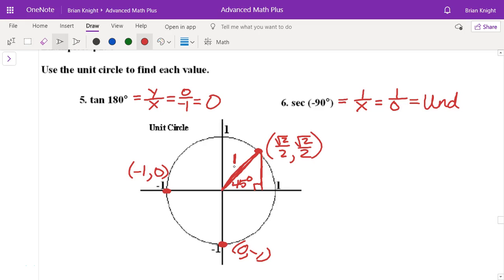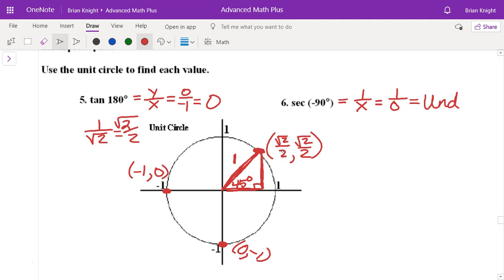So to get the leg, I'm going to divide 1 by the square root of 2. Because remember, the leg times the square root of 2 is the hypotenuse. So if you're going the other direction, 1 divided by square root of 2 will equal square root of 2 over 2. So how far do I go right? Square root of 2 over 2. How far do I go up? Square root of 2 over 2. So this point is square root of 2 over 2, comma, square root of 2 over 2.